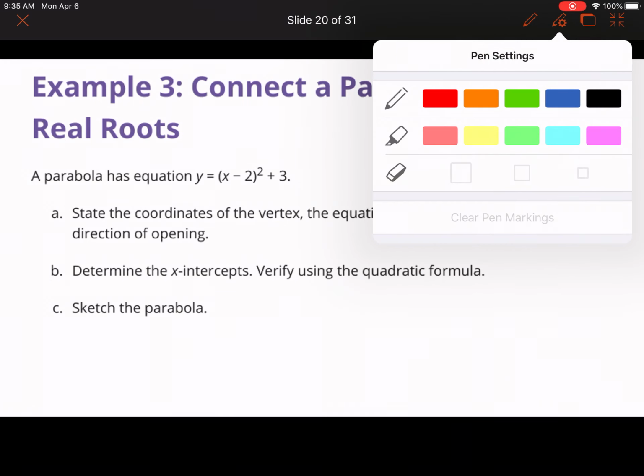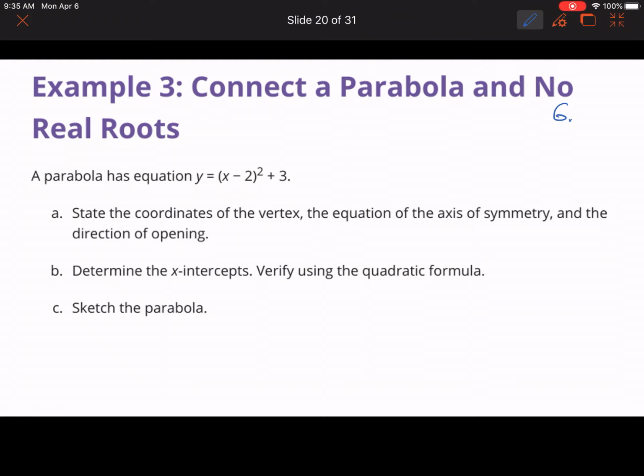All right, so we are at 6.4 part 2. And we're still looking at the quadratic formula. So example 3, connect a parabola with no real roots. So we're connecting a parabola, but we're also looking at something that has no real roots. So a parabola has equations, so we're looking at a vertex form.